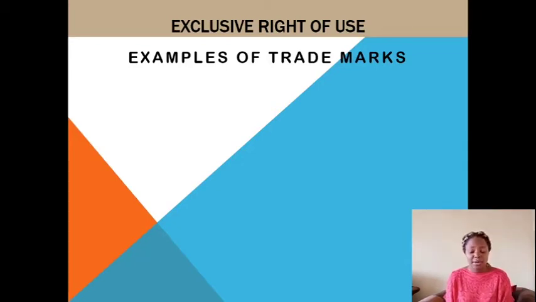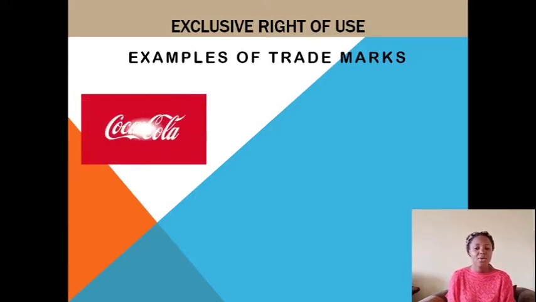Examples of trademarks: Coca-Cola. Look at that logo. The logo of Coca-Cola has both letters. It has a unique color and it has a word art. That distinguishes the products of Coca-Cola from other products.